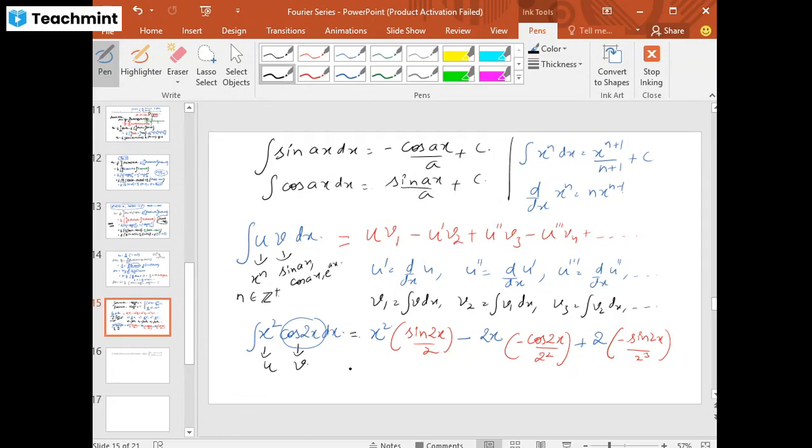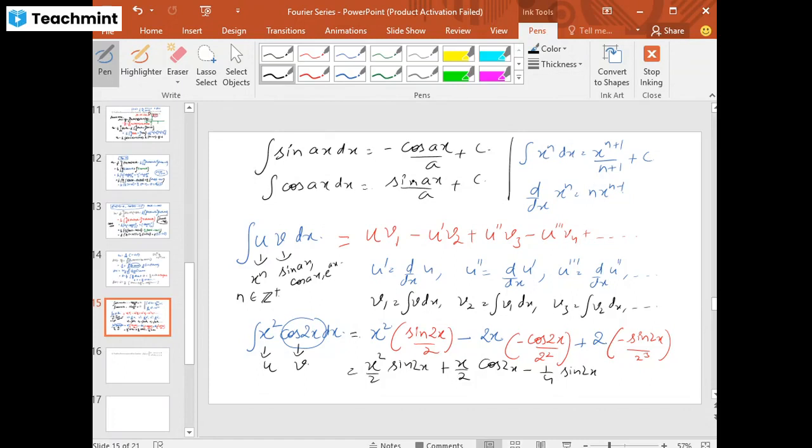So what is the answer? The answer is x square by 2 sine 2x plus x by 2 cos 2x minus 1 by 4 sine 2x. That's it. This is the formula of this integration. Okay. So with the help of this integration formula, you can solve the integration problem very easily.